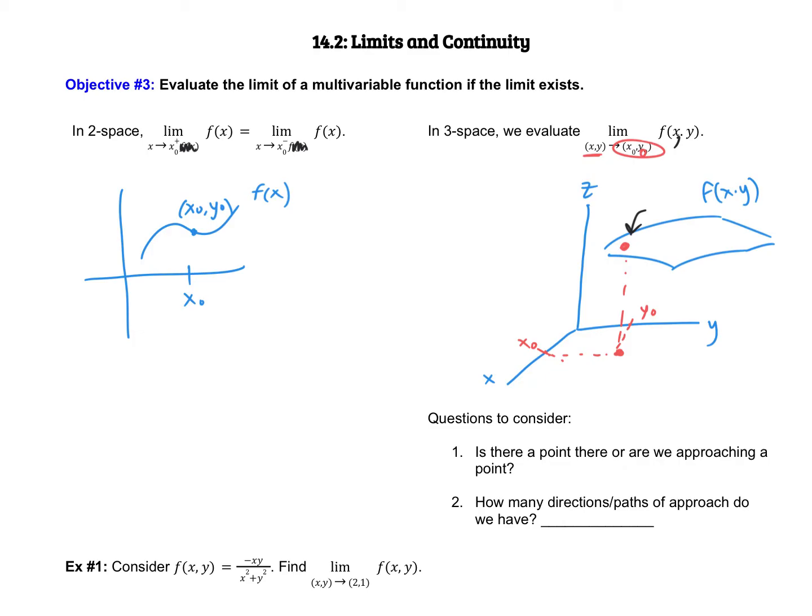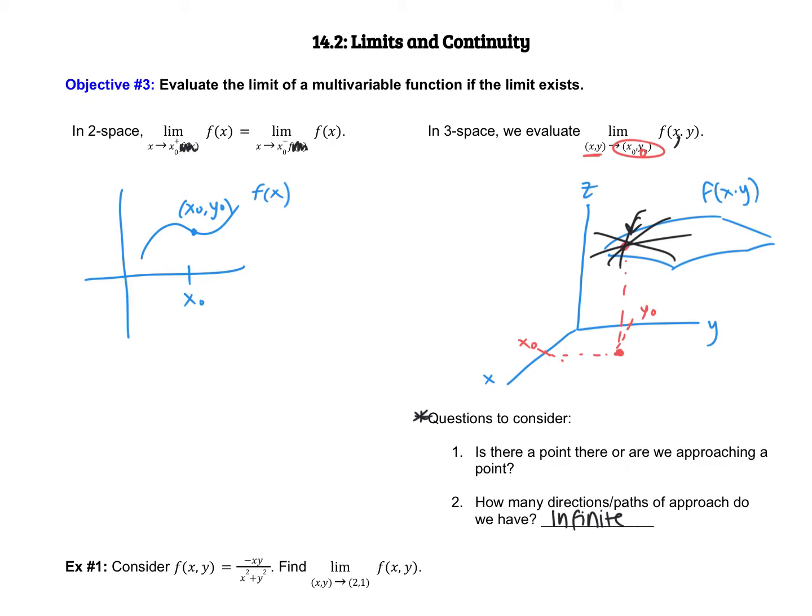When looking for limits in three-space or four-space and so on, there are two questions to consider. The first question: is there actually a point there? Is there a point at that value, or are we approaching a point? And then, how many directions or paths of approach do we have? If we look back at this example, here's our point. We know that that's our limit. How many different ways can we approach that limit? Well, we can approach it from this way, from this way, from this way, from this way. Hopefully we see that there are infinitely many directions or paths of approach.